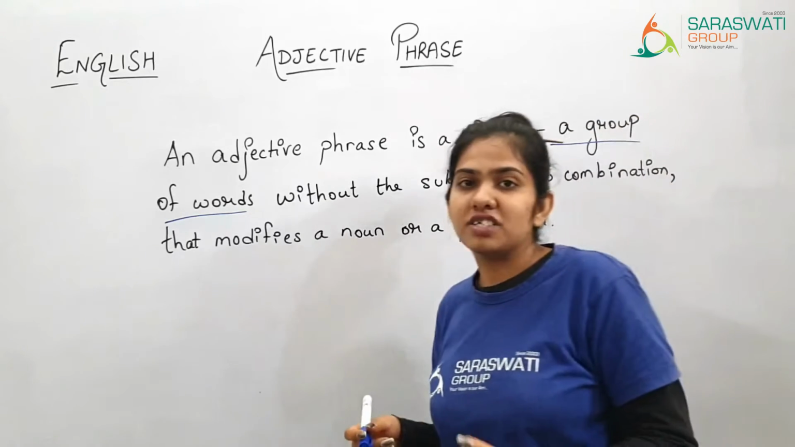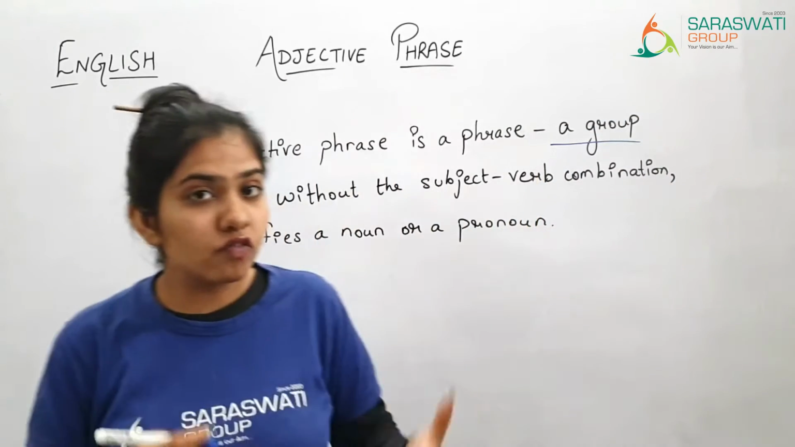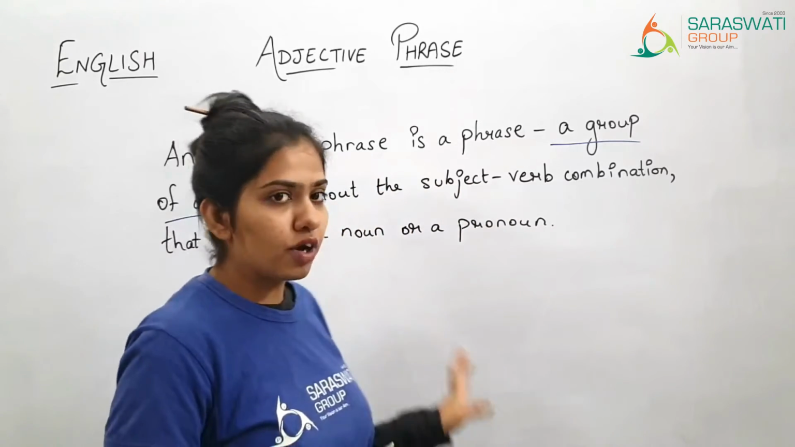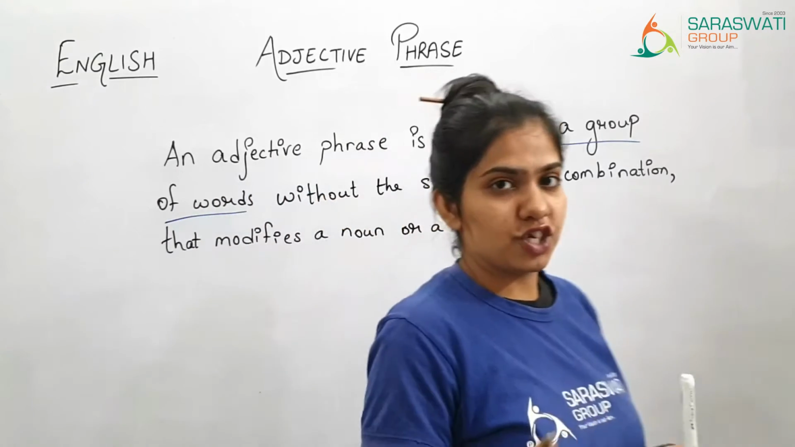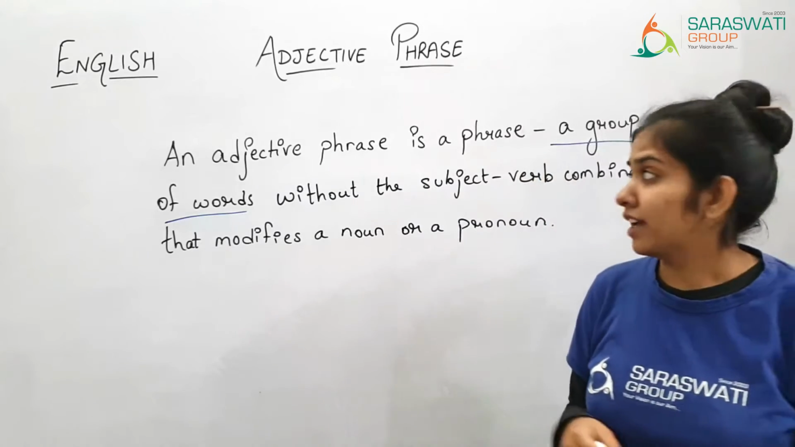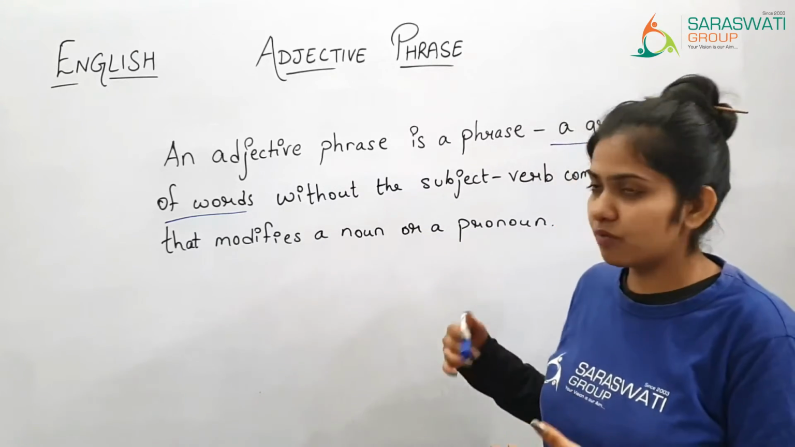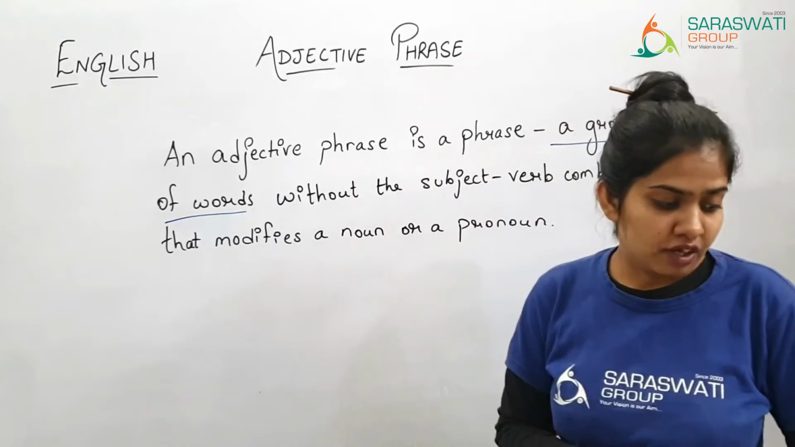So adjective phrase means a group of words that modifies a noun. कि a group of words जो noun को modify करता है, they are known as adjective phrase, and we know that adjectives add something to the meaning of a noun. So in the same way it goes like this, right?